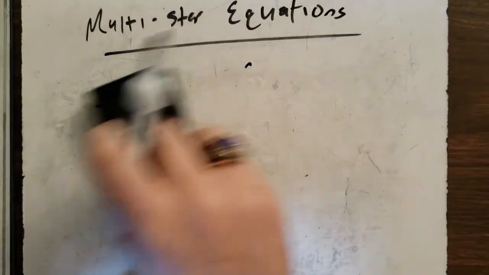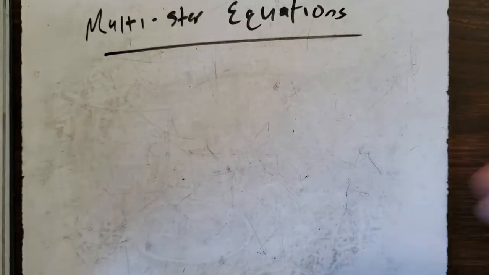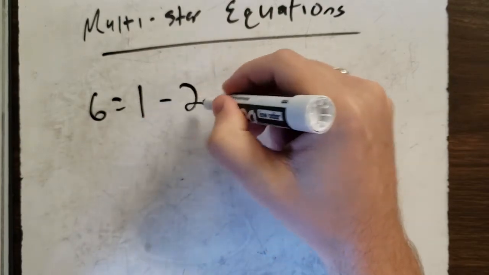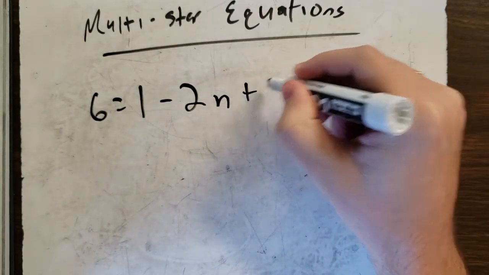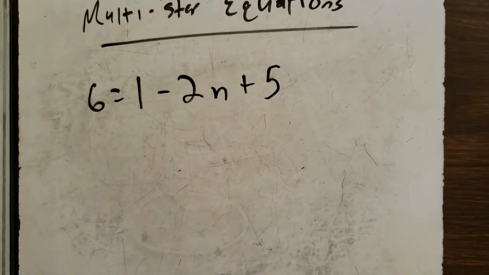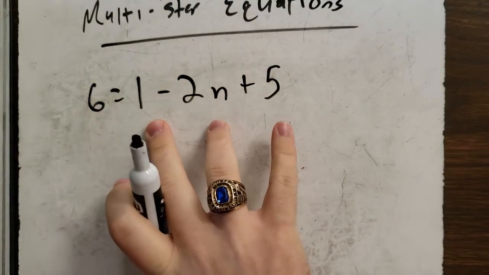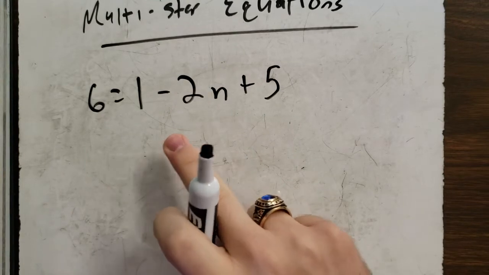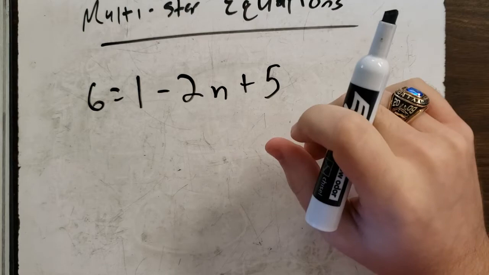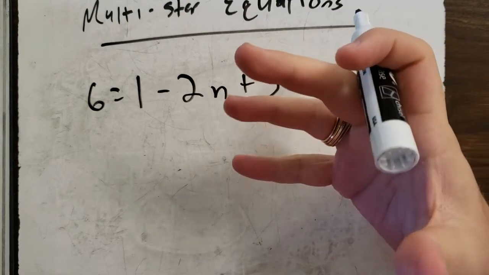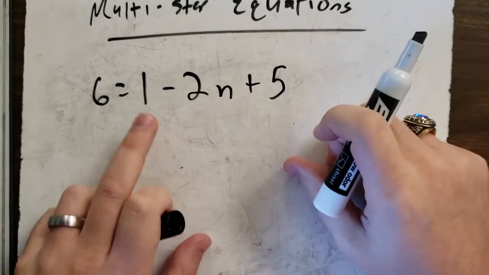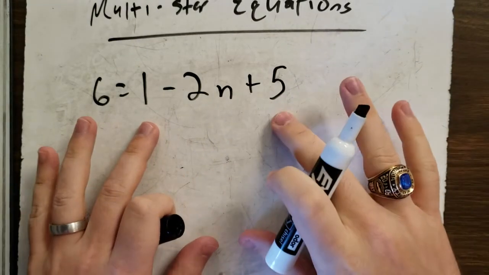Let's add another step to it. 6 equals 1 minus 2n plus 5. Okay, so this one, you notice we have 3 terms on this side of the equal sign. We have a 1, we have a 2n, and we have a 5. Okay, so the first thing we have to do is see, can we combine any like terms? Well, we can, and what are our like terms? Well, we have our 1 here, and we have our 5 here.